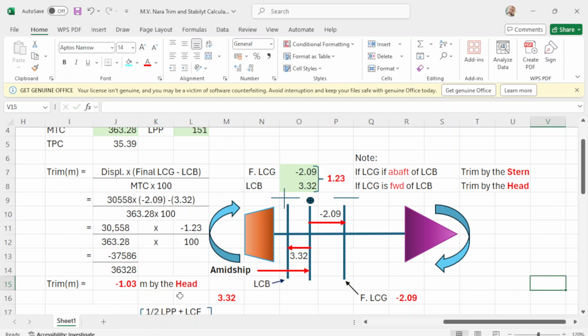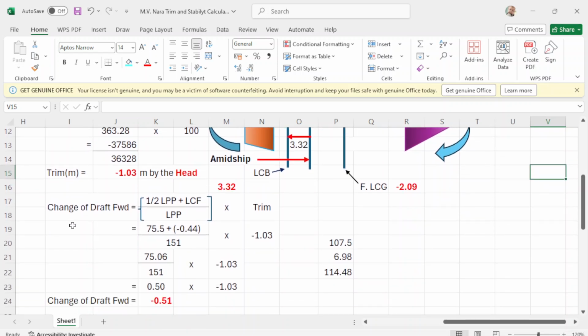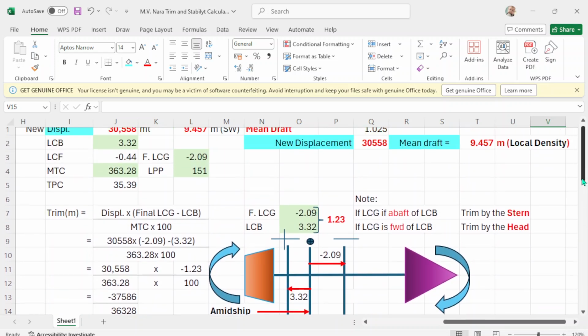Okay, you are trimmed by the head. Now after you have gotten the value of the trim, which is negative 1.03, you will compute the change of drop forward. The change of drop forward is 1/2 LPP plus LCF over LPP. The ship's vessel LPP is 151. So I have already put it here. So LPP is 151.